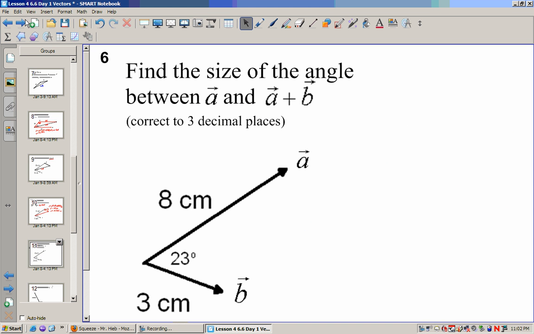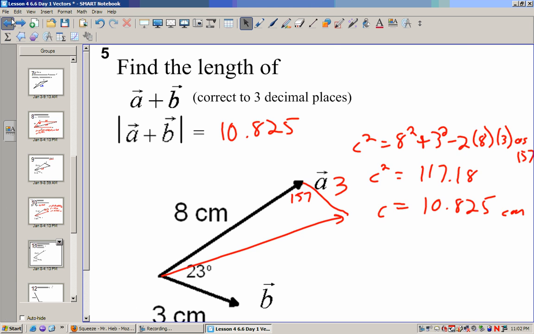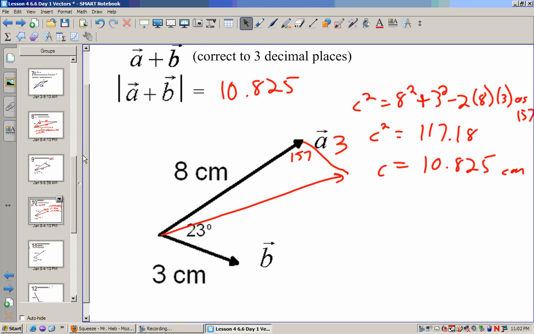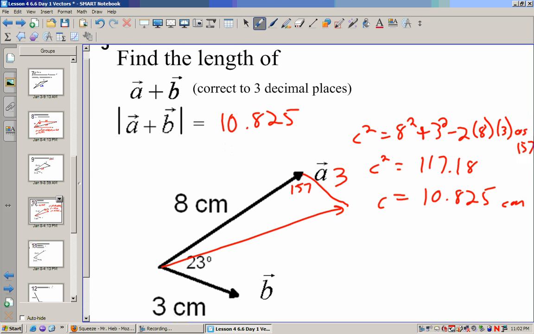Now, this is a kind of tricky question. Find the size of the angle between vector A and A plus B. I'm going to go back to my previous problem because I have the drawing. This is A plus B. This is A. To find the angle between A and A plus B, that's that angle right there.